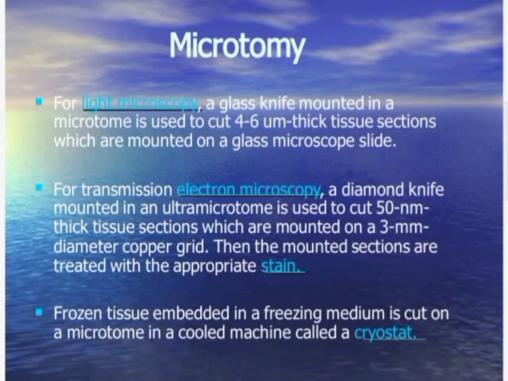Microtomy. For light microscopy, a glass knife mounted in a microtome is used to cut 4 to 6 micron thick tissue sections which are mounted on a glass microscope slide. For transmission electron microscopy, a diamond knife mounted in an ultramicrotome is used to cut 50 nanometer thick tissue sections which are mounted on a 3 millimeter diameter copper grid.